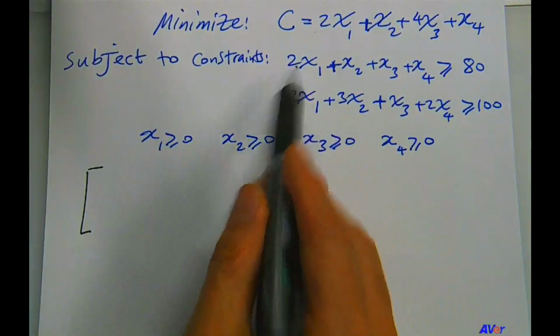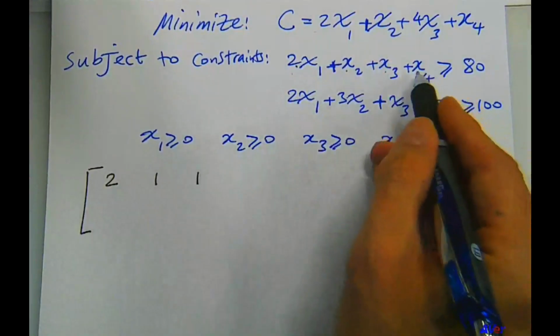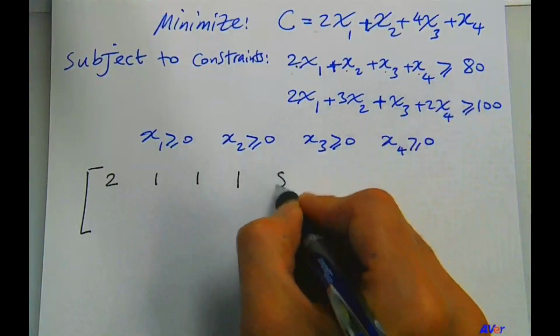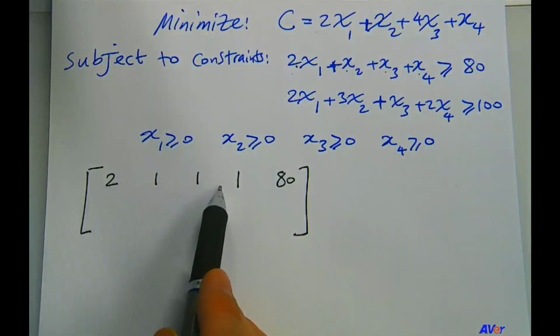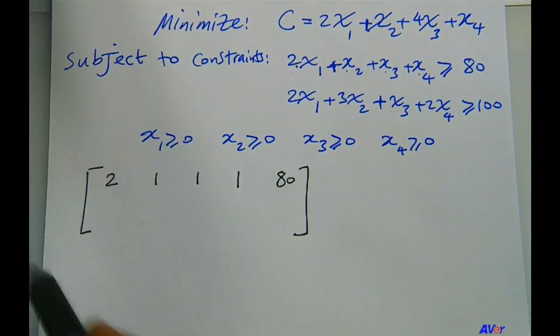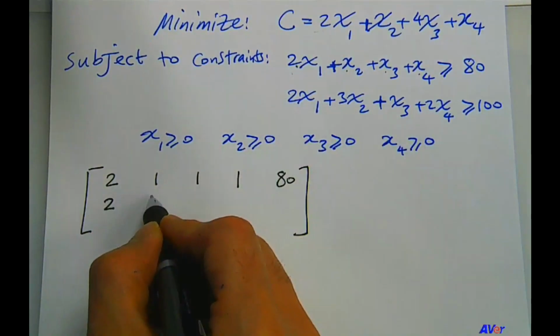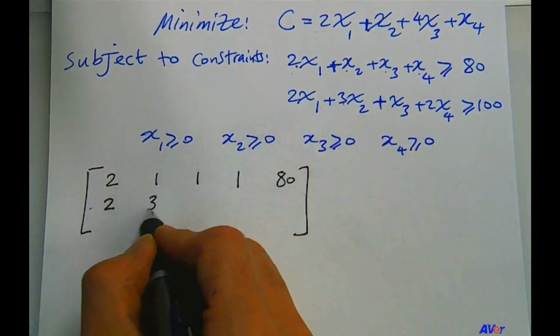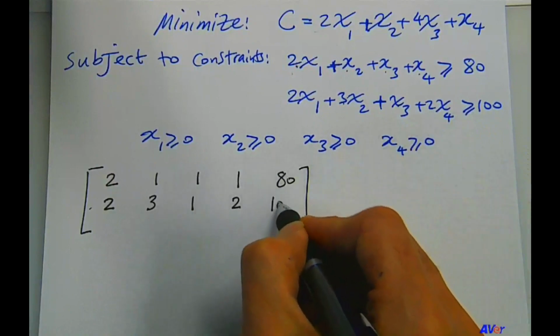So we have 2, 1, 1, 1, and then 80. Notice these are the coefficients of the original variables x1, x2, x3, x4. When we take the transpose, the new variables are y1 and y2, no longer x1 and x2. Okay, these coefficients, 2, then 3, then 1, then 2, and then 100.